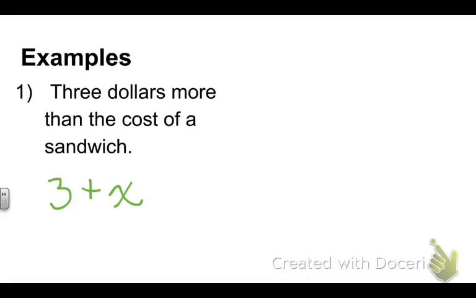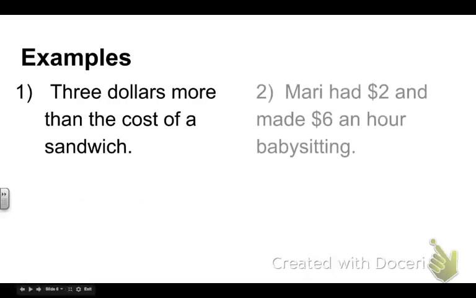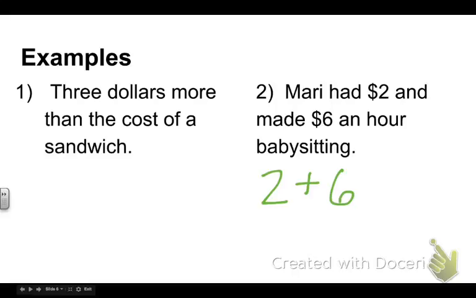So same thing for the second one. Mari had $2 and made $6 an hour babysitting. So she had $2, so there's my 2, and made, so if she's making money, that's more, so we're going to add, and made $6 an hour. $6 per hour, it's going to be 6 times x. That's it. Take your verbal phrases and translate them into numbers and symbols.